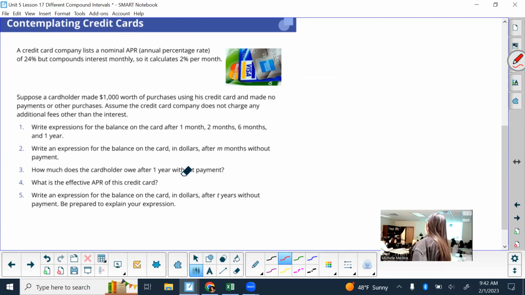And it says a credit card company lists a nominal APR, annual percentage rate, of 24%, but compounds interest monthly. So it calculates 2% per month. Suppose a card holder made $1,000 worth of purchases using his credit card and made no payments or other purchases. Assume the credit card company does not charge any additional fees other than the interest. So you guys in your group will answer this number 1, which has a few different parts. You're going to write expression for the balance on the card after 1 month, 2 months, 6 months, and 1 year. So practicing the different time intervals.